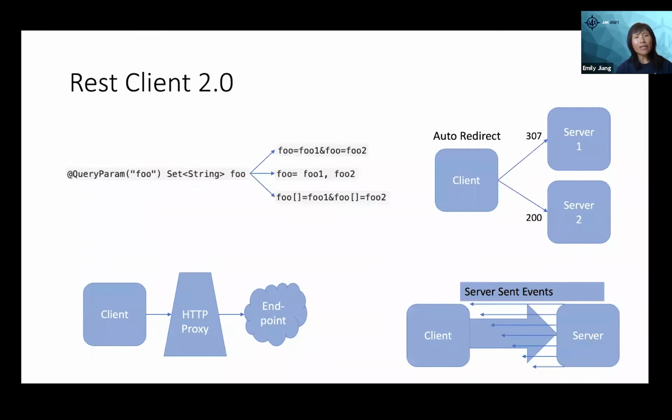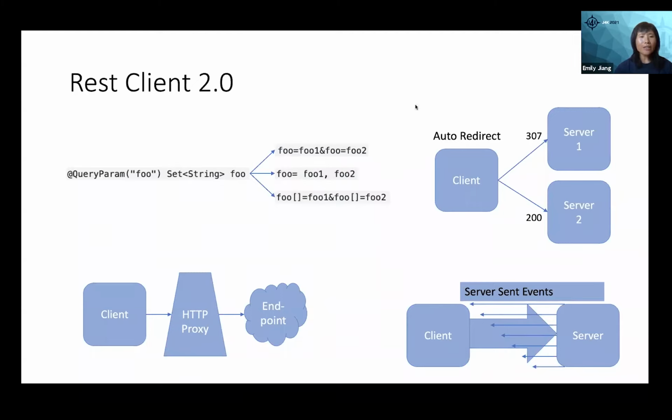The next one is the REST client. REST client introduced quite a few different features. The first one is the query param layout. In the past it supported multiple pairs. Now it supports comma separated and also array pairs. This is because the REST client could interact with other services written in Node.js and other languages, which request a different format.